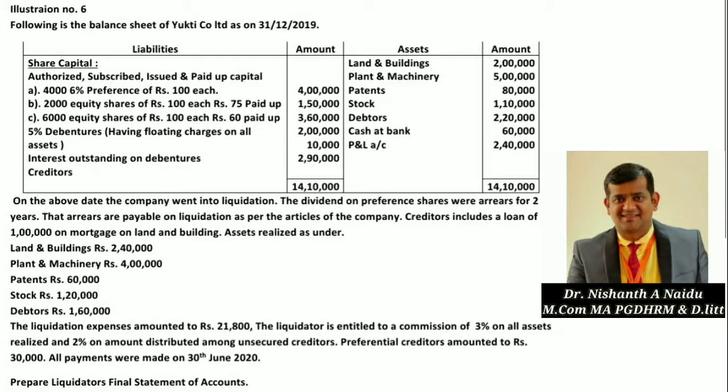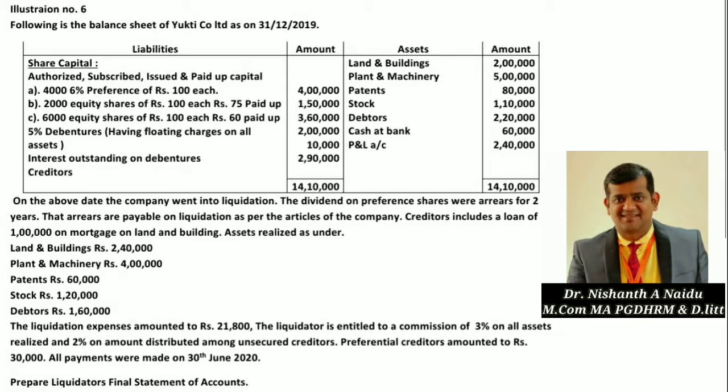Creditors 2,90,000 rupees. Now on the asset side we have land and buildings 2 lakh rupees, plant and machinery 5 lakh rupees, patents 80,000 rupees, stock 1,10,000 rupees, debtors 2,20,000 rupees, cash at bank 60,000 rupees, profit and loss account 2,40,000 rupees. Both sides of the balance sheet total 14,10,000. Further, he has given the adjustments.